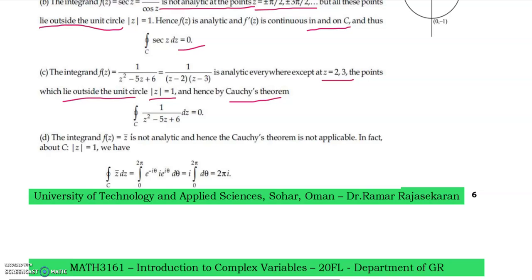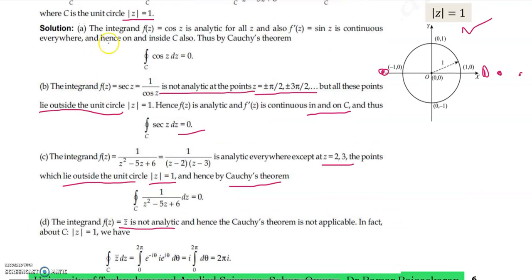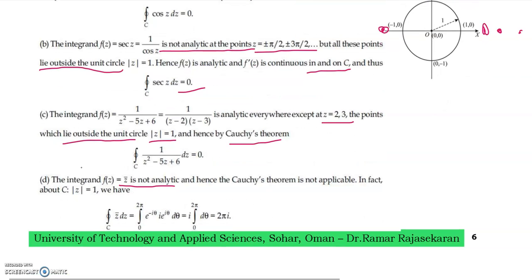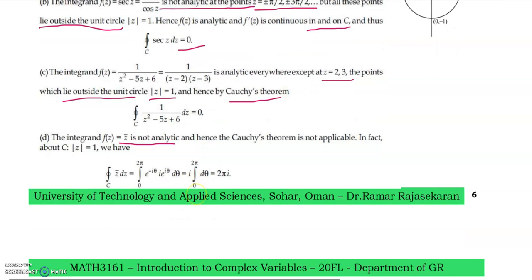Now if you check through CR equations, this function f of z equal to z bar is not analytic. See, all the previous functions are analytic on the given unit circle, mod z equal to 1. But this one is not analytic even in the given condition, mod z equal to 1. Therefore we cannot apply Cauchy's theorem. Then how can we find the value? This is what we did last week.